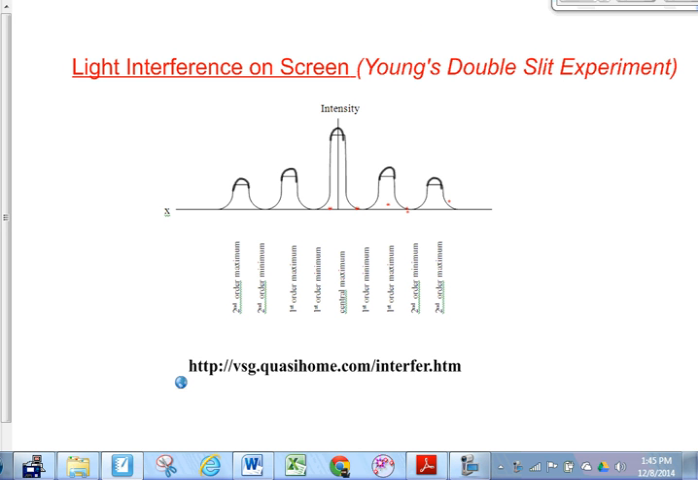Let's name these though. This middle bright spot, which will occur geometrically in the middle of this screen, is what we're going to call our central maximum. A maximum, by the way, could also be called a bright spot, a central maximum, a central bright spot, or an antinode. So central maximum, central bright spot, central antinode, they all mean the same thing.